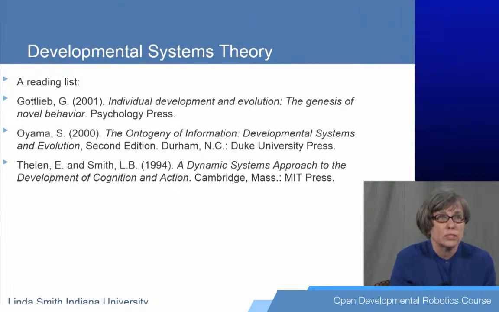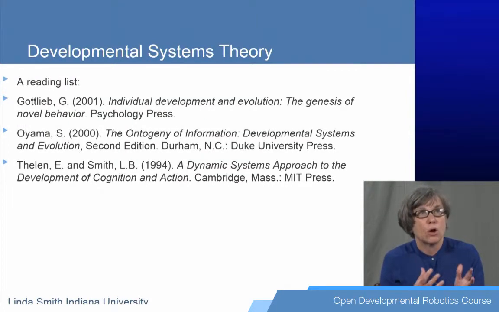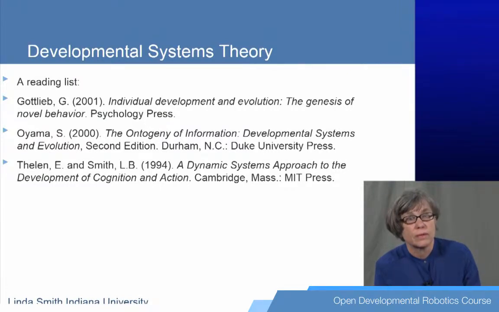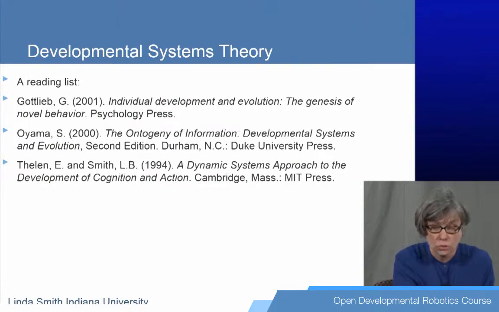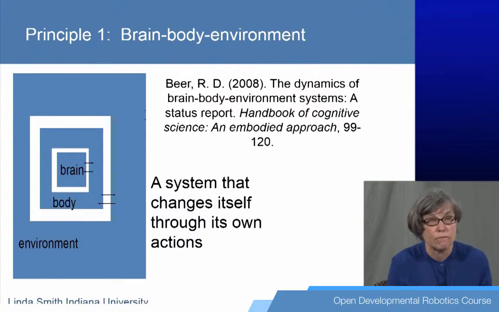So I'm not going to talk on and on about developmental systems theory, but I think it would be very interesting for folks to look at. And here are three books on this topic that have been influential and I think offer good insights that would be useful to roboticists. So to the first point here, principle one: brain, body, environment.